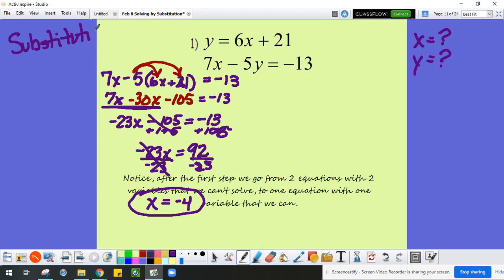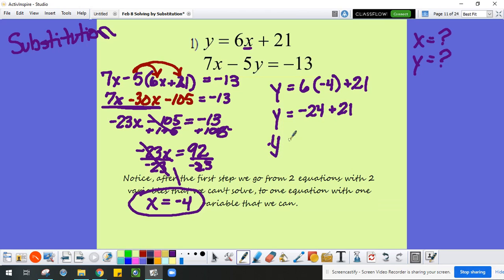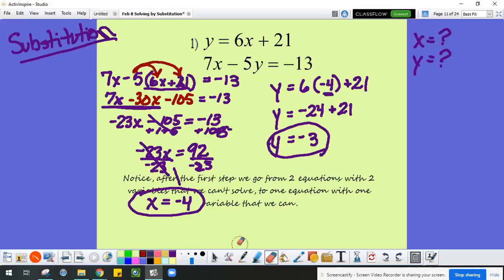I just did substitute. Right here, I put 6x plus 21 in the place of y. But I'm going to substitute now -4 back up here in the place of x. So y equals 6 times -4 plus 21. Y equals -24 plus 21. Y equals -3. So my solution, in the ordered pair x, y, is -4, -3.